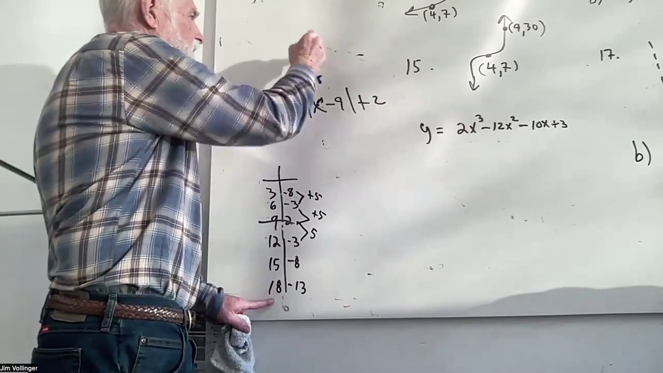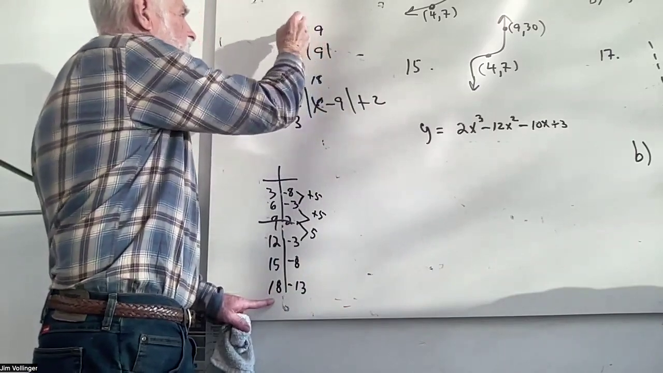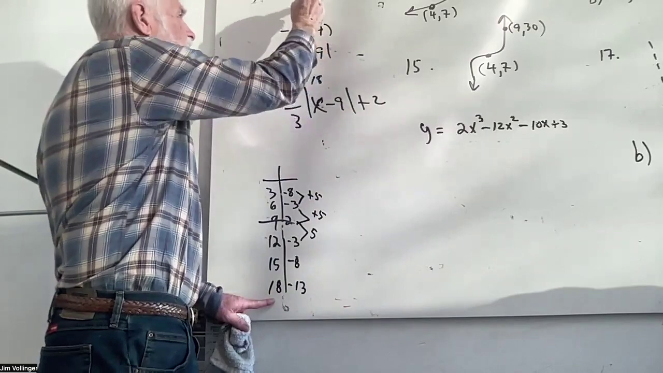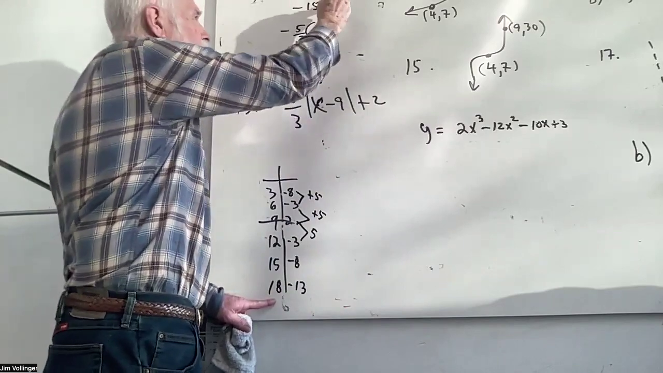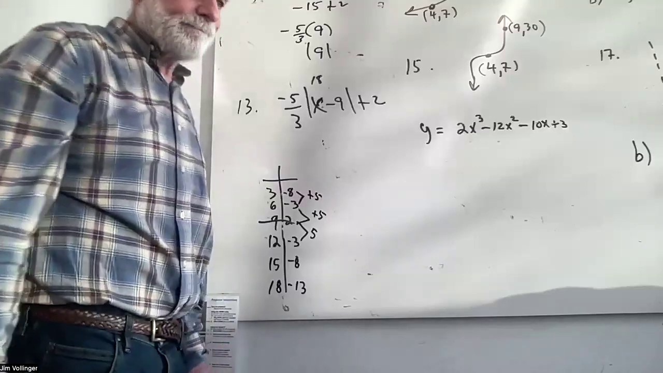18 minus 9 is 9. The absolute value of 9 is 9 times minus 5/3 is minus 15. Minus 15 plus 2, minus 13. I'm moving on.